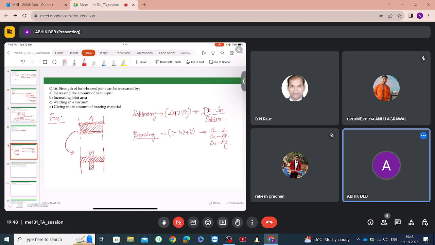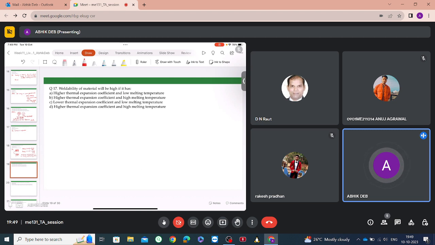So the correct option is B. The strength of the butt braze joint can be increased by B, increasing joint area.